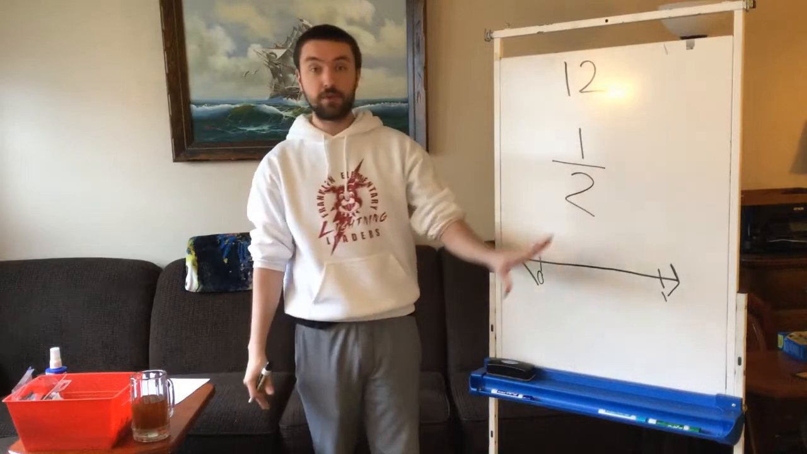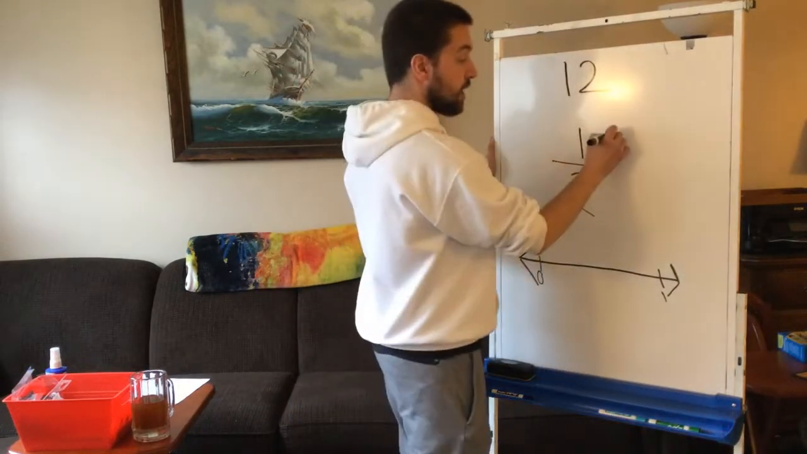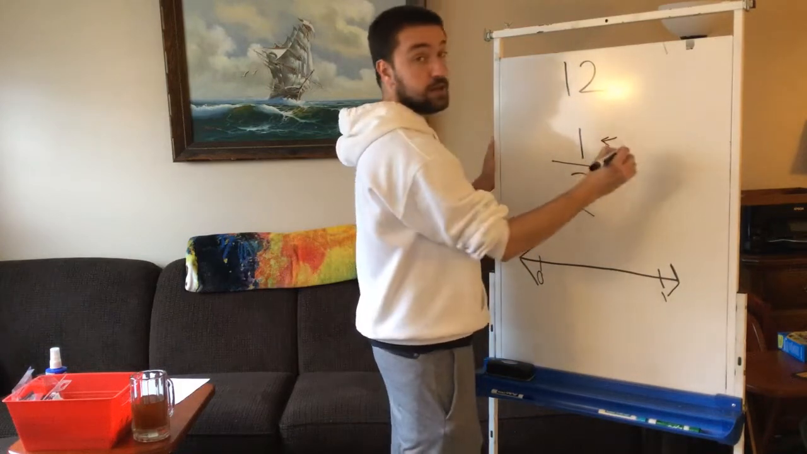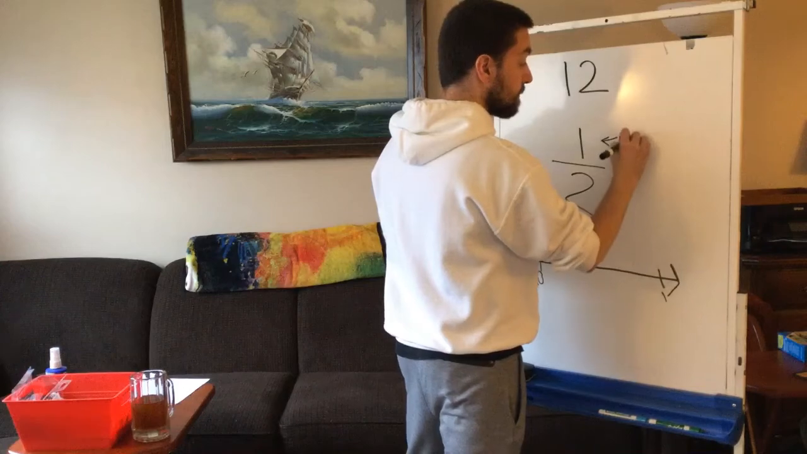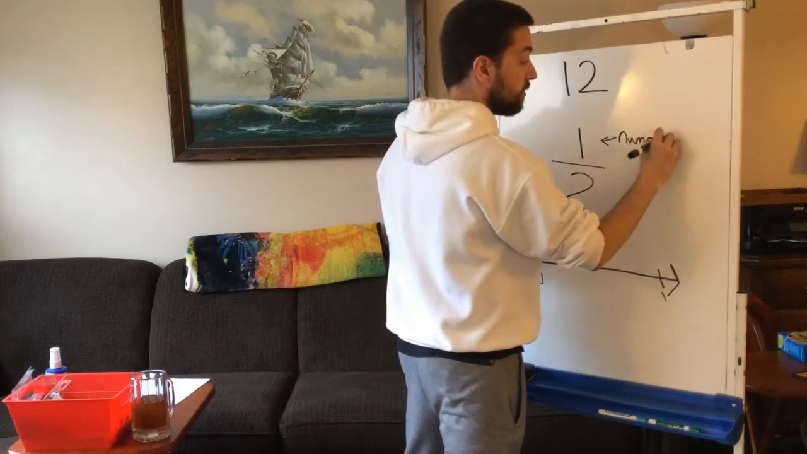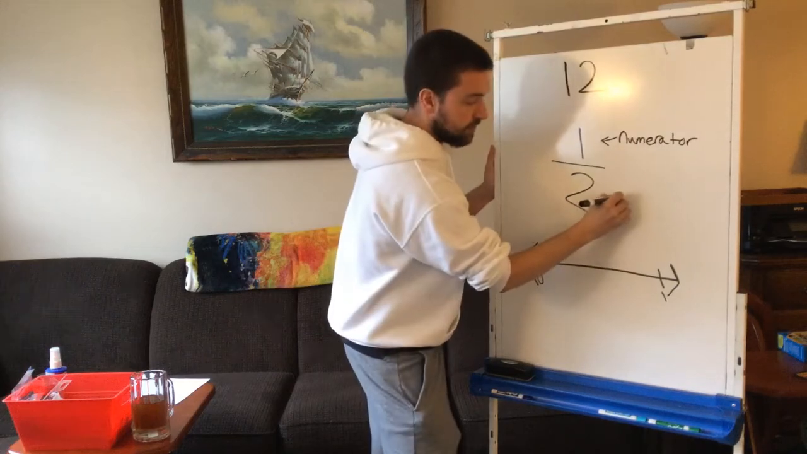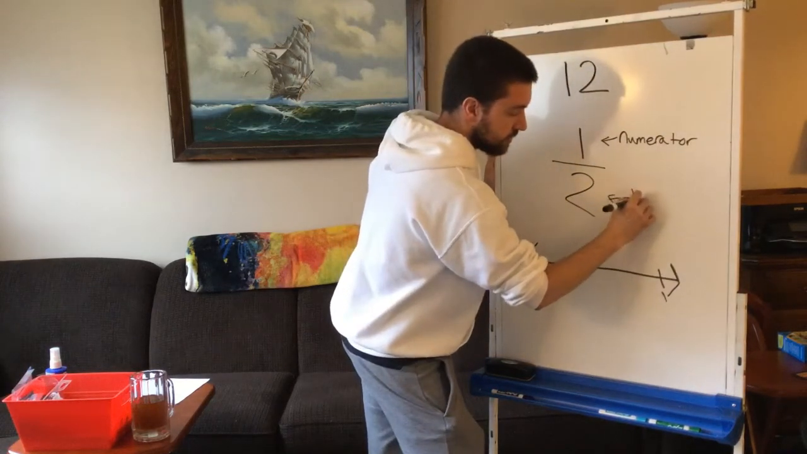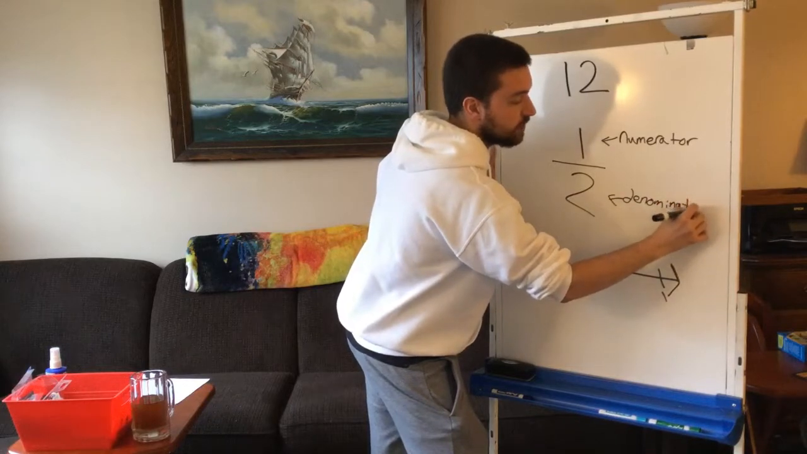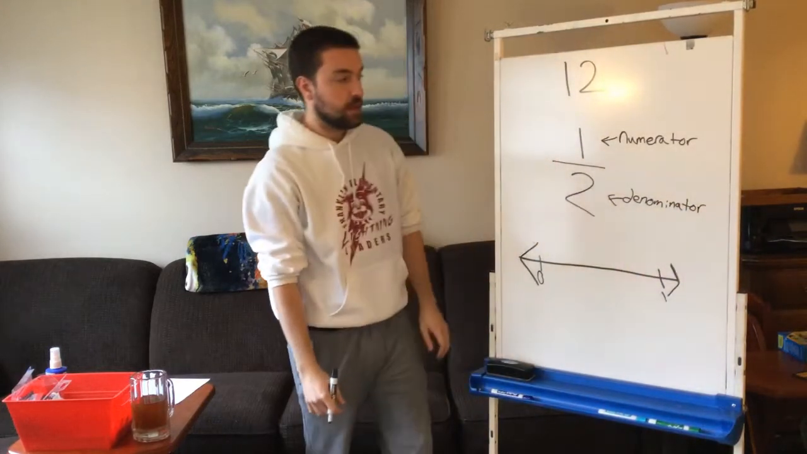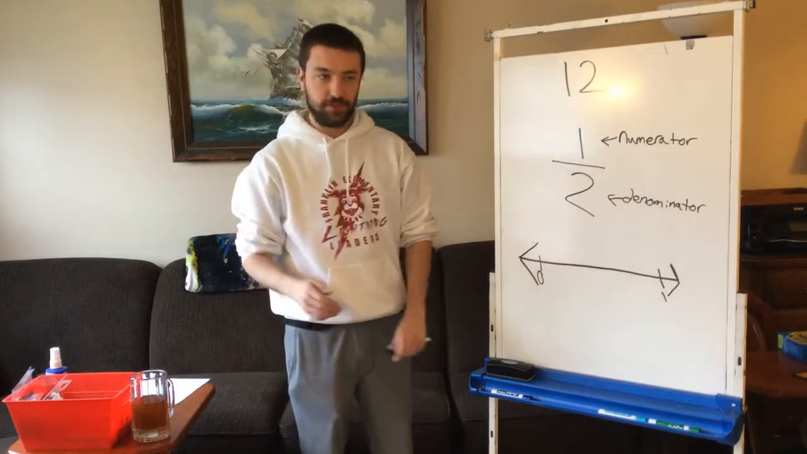Now we're going to talk a little bit more about what these parts mean. I told you that the top part was called the numerator, and Apollonia, if you're watching this, you will definitely fix my spelling if I spelled it wrong. Numerator. And our bottom number is the denominator. Denominator.